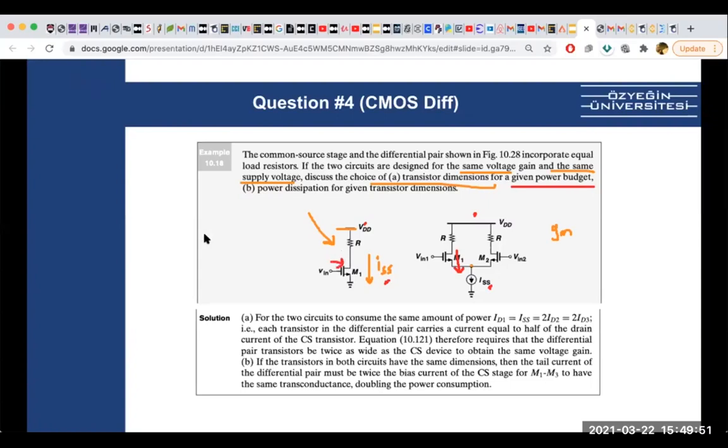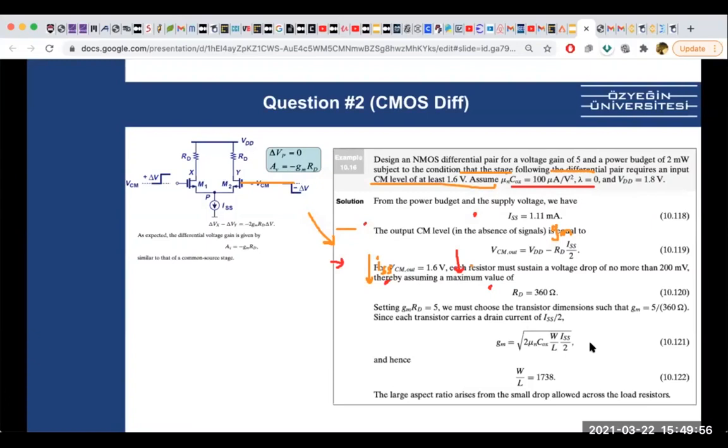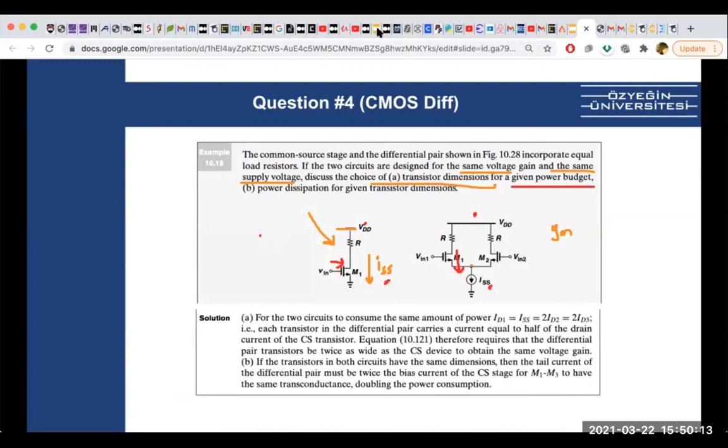And looking at the GM, where is the GM formula? The ISS directly affects the GM. And the square root of ISS, right? Then there's also width over length. So going to the, again, next slide, like same slides. So now we would say that, hey, well, I have ISS here, I have ISS over 2 here, but I want the same voltage gain. So then how shall I design these transistors, right? Well, of course, logically, you have to increase the size of this because you want to have the same voltage gain.